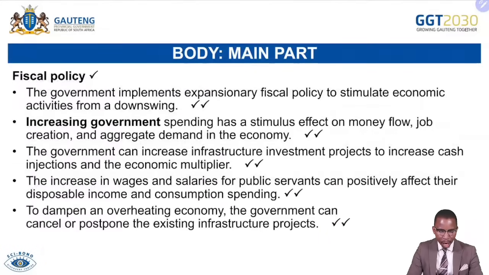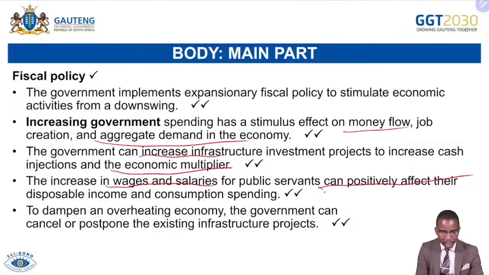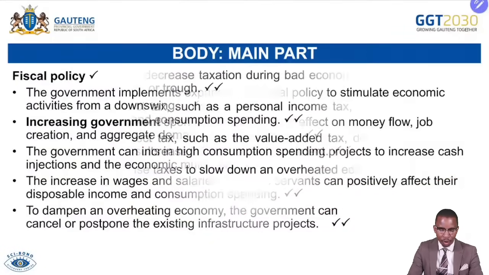Fiscal policy. The government implements expansionary fiscal policies to stimulate economic activities from downswing. Increasing government spending has a stimulus effect on the money flow, job creation, and aggregate demand in the economy. The government can increase infrastructure investment projects to increase cash injections and the economic multiplier. The increase in wages and salaries for public servants can positively affect their disposable income and consumption spending. To dampen an overheating economy, which will be at the peak of prosperity, the government can cancel or postpone existing infrastructure projects to decrease the level of income in the economy.